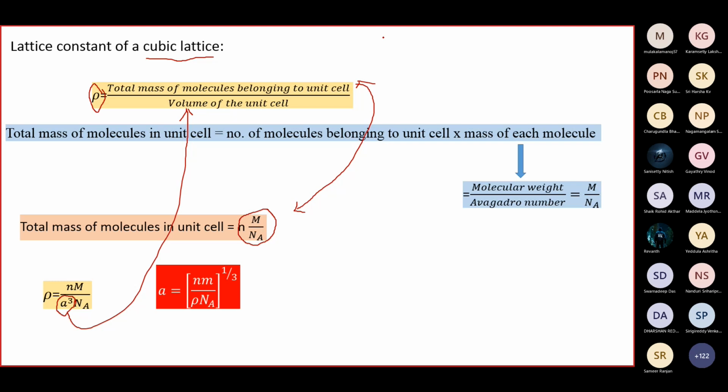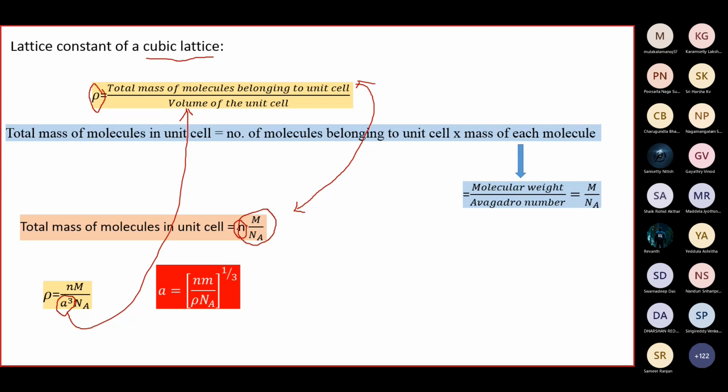What is n here? Small n is the number of atoms or molecules belonging to that unit cell. Suppose it is simple cubic, what would be this n? 1. Correct. If it is simple cubic, n would be 1.